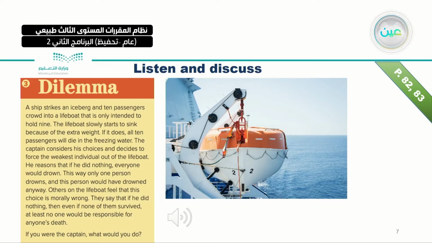3. A ship strikes an iceberg and 10 passengers crowd into a lifeboat that is only intended to hold 9. The lifeboat slowly starts to sink because of the extra weight. If it does, all 10 passengers will die in the freezing water. The captain considers his choices and decides to force the weakest individual out of the lifeboat. He reasons that if he did nothing, everyone would drown. This way, only one person drowns, and this person would have drowned anyway. Others on the lifeboat feel that this choice is morally wrong. They say that if he did nothing, then even if none of them survived, at least no one would be responsible for anyone's death. If you were the captain, what would you do?